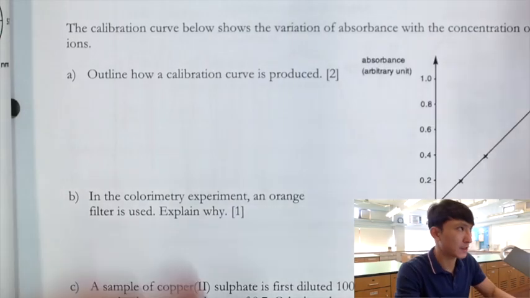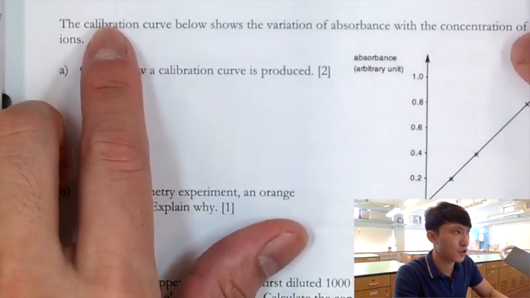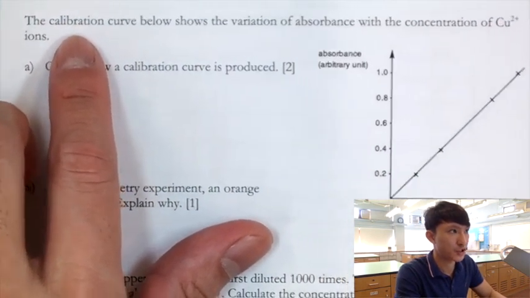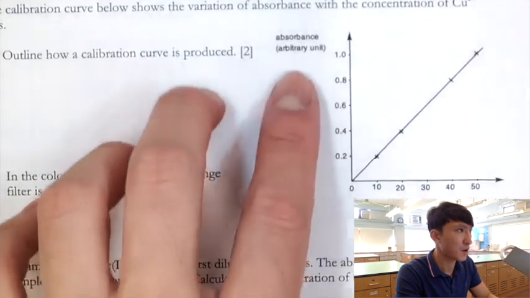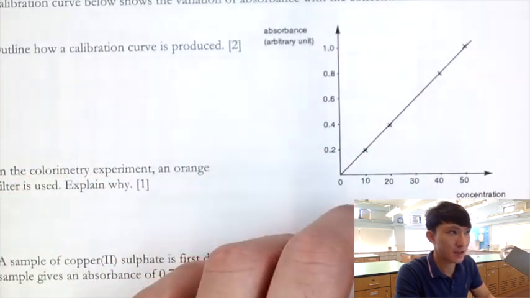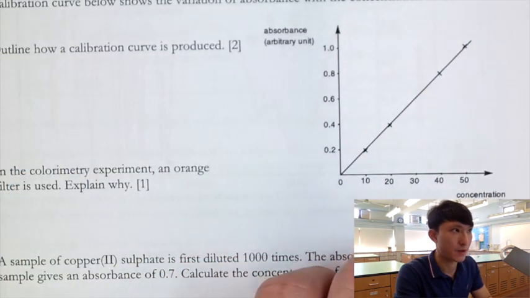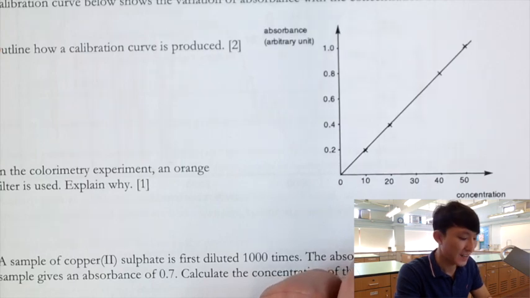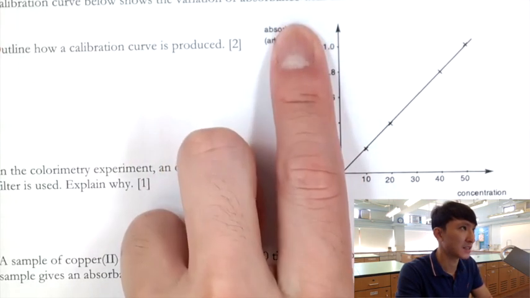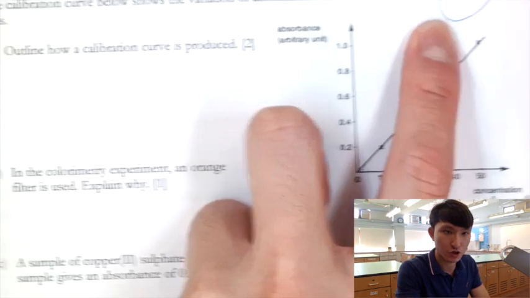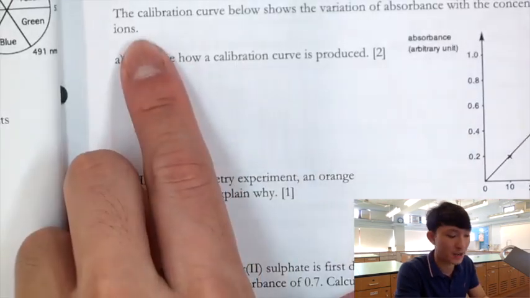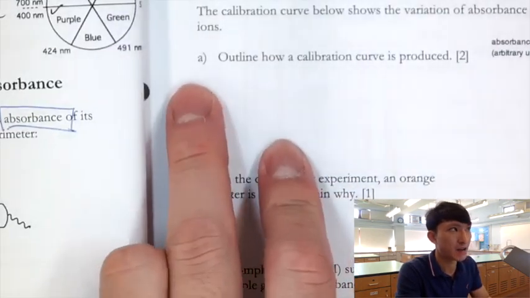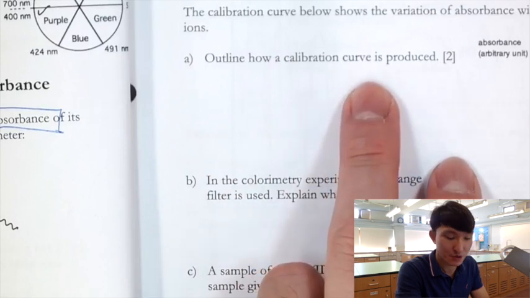Okay, so let's have a look at this practice question. First of all, you are given a calibration curve of absorbance versus the concentration times 10 to the power negative 5 mole per dm cube, and we are trying to study the concentration of copper 2 plus ion.